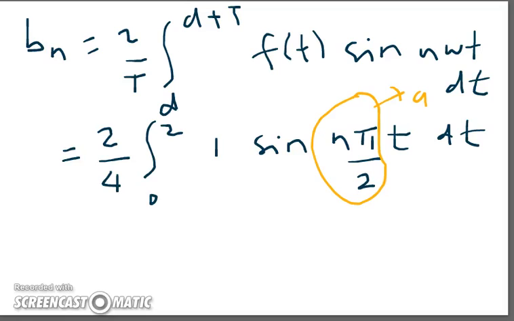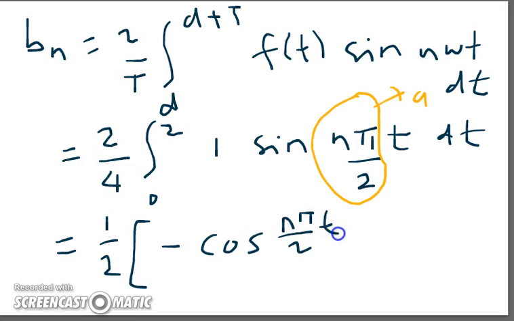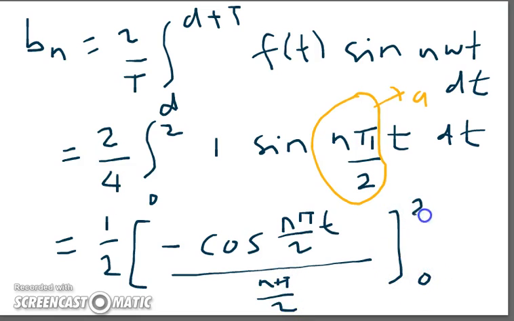Okay, now let us continue for the Bn. Here we have Bn equals 1 over 2, negative cos(n pi over 2 t) divided by n pi over 2, with the boundary 0 to 2 here. Okay, so based on this, we can continue that the Bn now equals negative half.